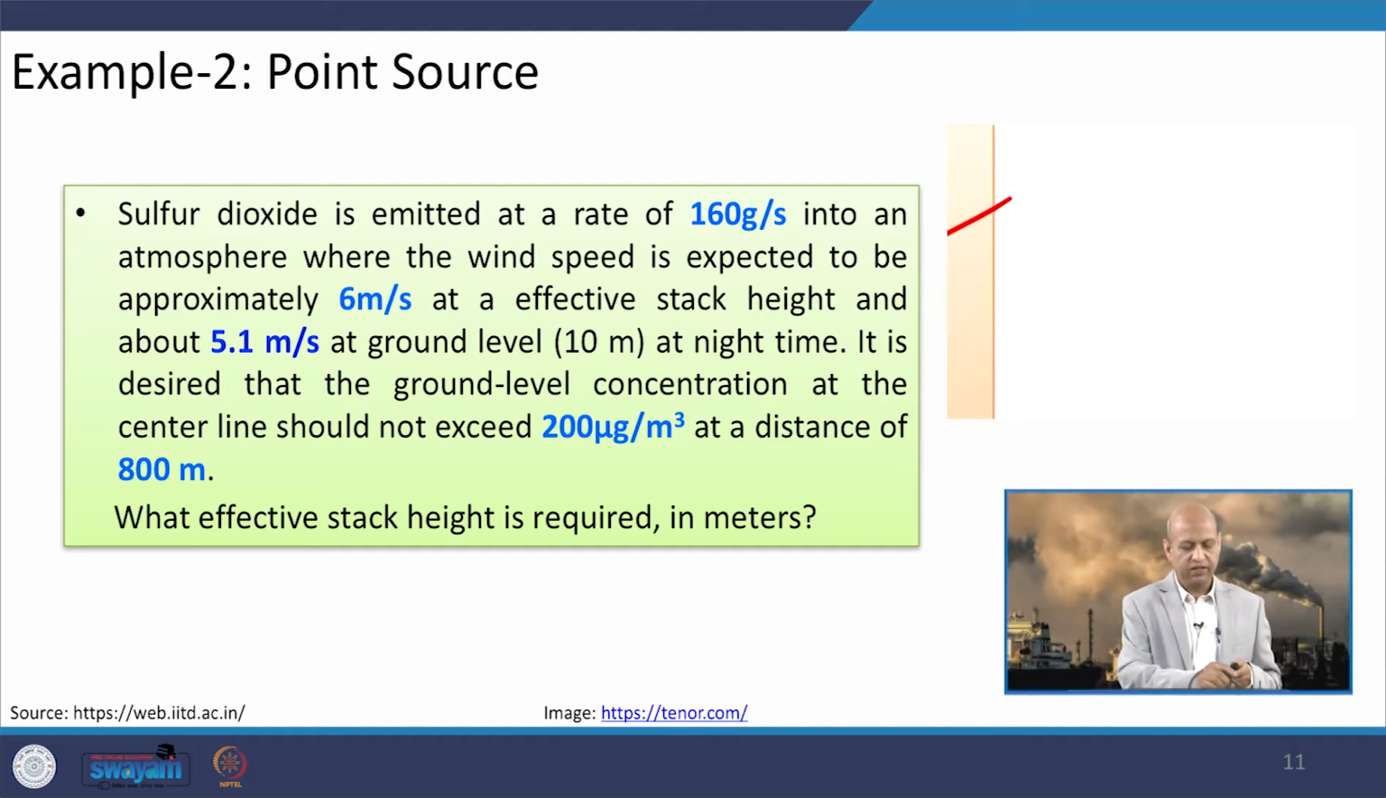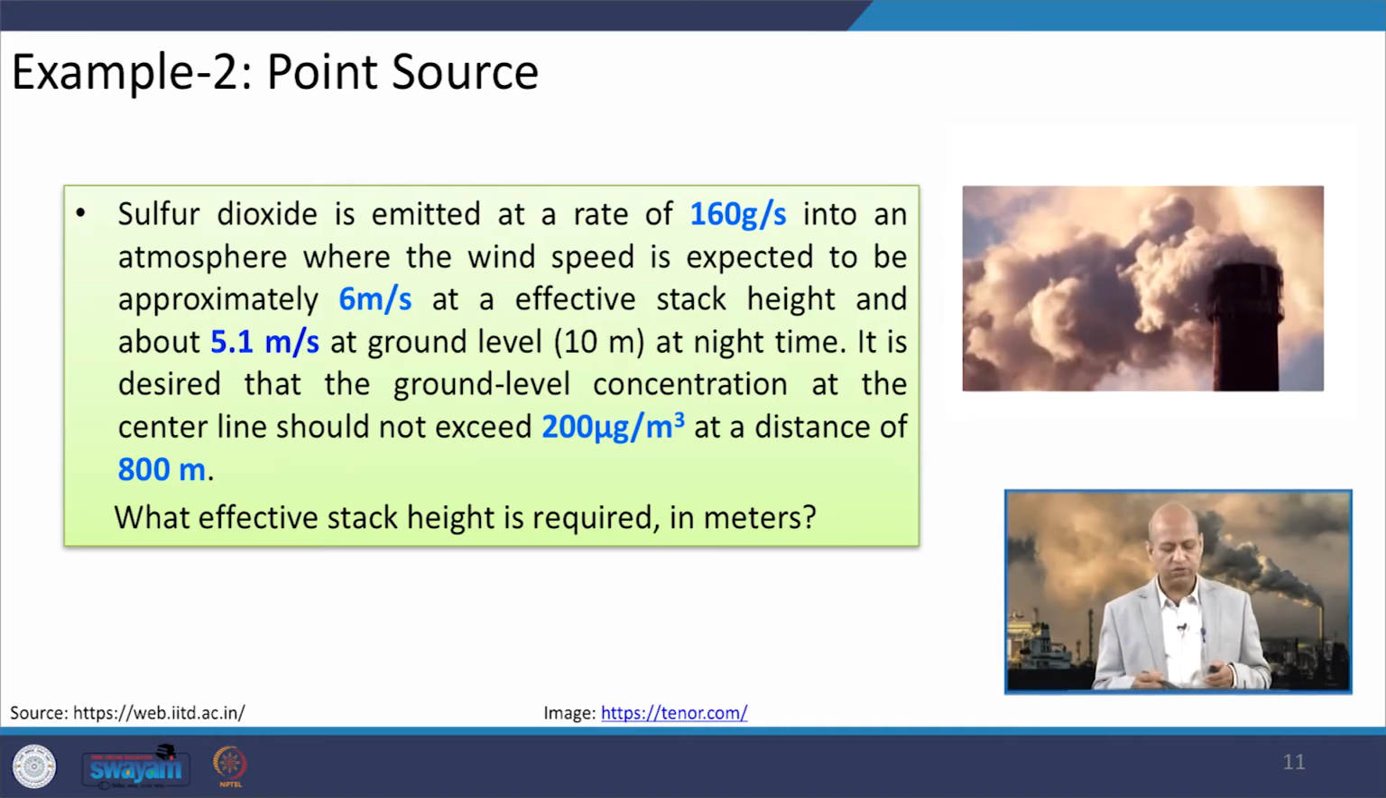That means, in this equation, earlier we calculated concentration because effective stack height was given, and sigma y and sigma z we had computed, u is given, Q is given. Now, C is given, and we have to calculate the effective stack height. That is also possible. For this particular example, we will do the next thing of calculating the effective stack height. So, how do we proceed?